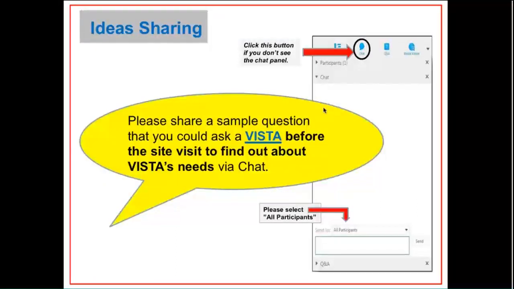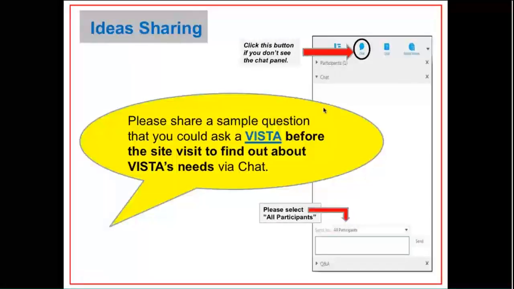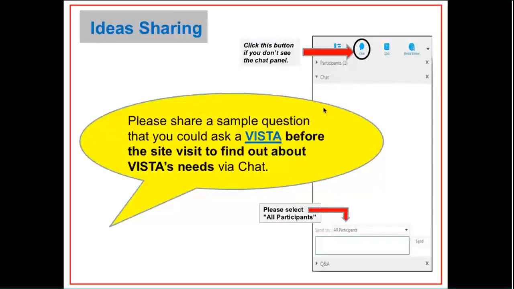Just one question. Again, when you send your information through the chat, please select all participants so everybody can see what you are sharing. So think about what could be one potential question that comes to your mind if you are doing a needs assessment with your VISTA member, the person you are going to be doing a member site visit with. What could be one of the questions in that conversation that you might ask your VISTA member? So let's get some ideas here.